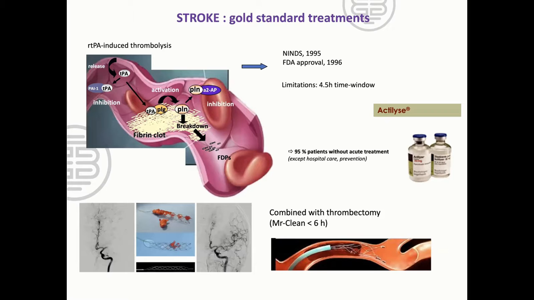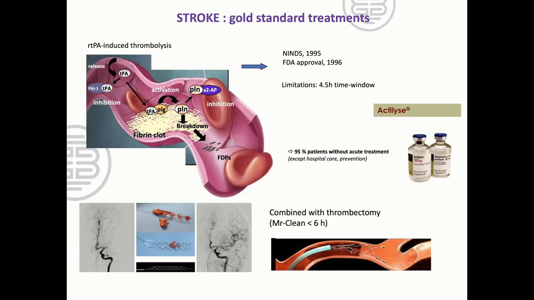And there are some limitations for the use of this thrombolytic, with a short therapeutic window of around 4.5 hours after stroke onset, recently extended to 6 hours, and in some countries 12 hours, when combined with thrombectomy. Thrombectomy is a mechanical, endovascular approach to remove the clots. Usually the recommendation is to combine rtPA-induced thrombolysis with thrombectomy to improve recanalization and reperfusion of the tissue.